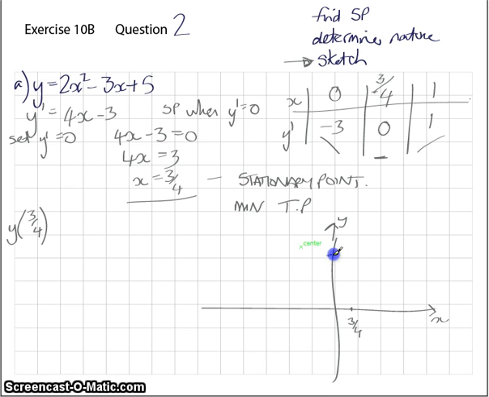So it's up here, 3.8, and that is my minimum value. Now when x equals 0, I'm going to have a y-intercept of 5, and I'm decreasing through there, bottoming out, and then increasing. That's all the information that we need to put on this particular drawing.